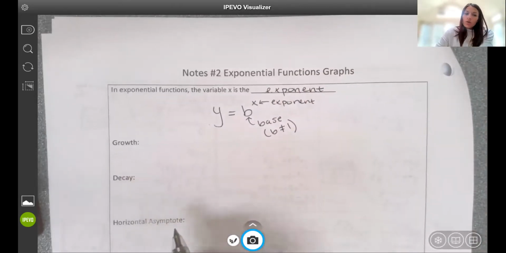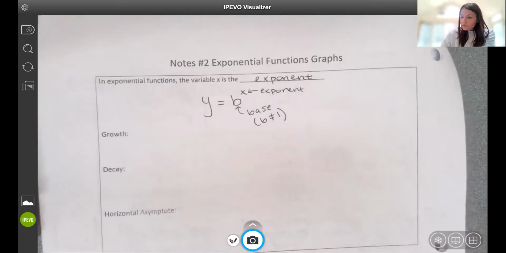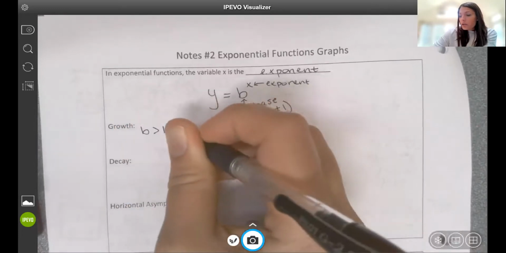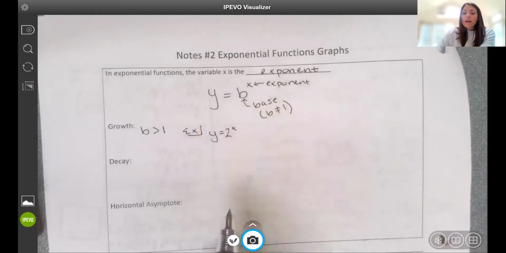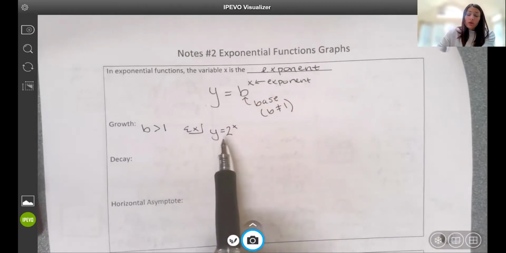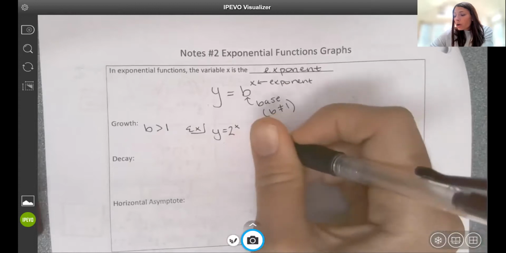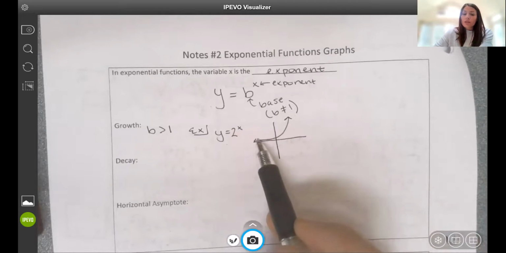Okay, so there's two possibilities that could happen here when we look at exponential functions. One is that we have exponential growth happening, and the other is that we have exponential decay happening. So growth happens when our base is greater than 1. So for example, if I had y equals 2 to the x, this function would be a growth function. The graph of this growth function would look like this. That's what exponential growth looks like.